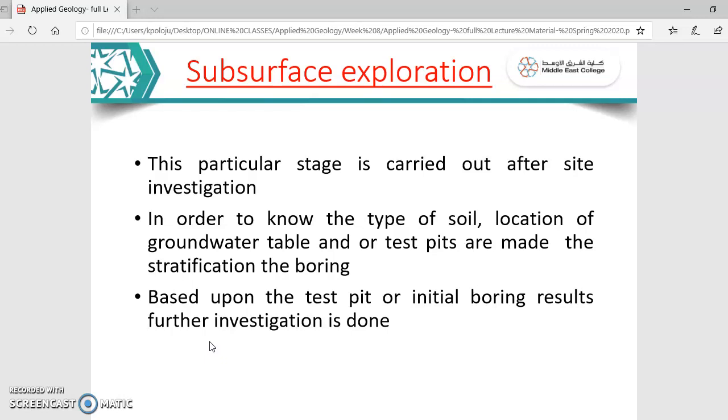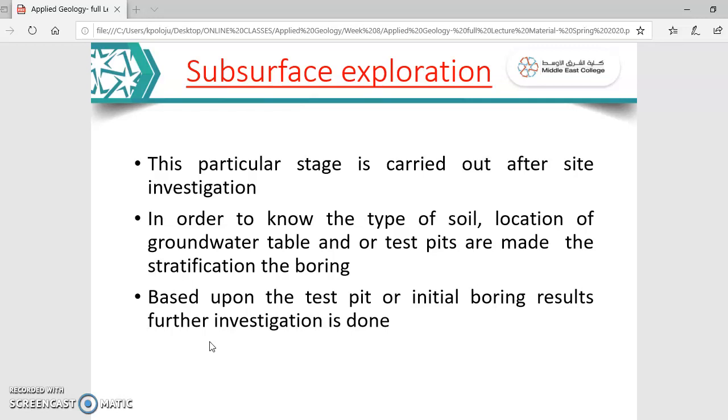This subsurface exploration is carried out after site investigation. In the previous class, we discussed what ground investigation and site investigation mean and the difference between those two. Subsurface exploration is carried out after site investigation in order to know the type of soil, the location of the groundwater table, the test pits made, the stratification and the boring. Based on the test pit or initial boring results, further investigation is done.